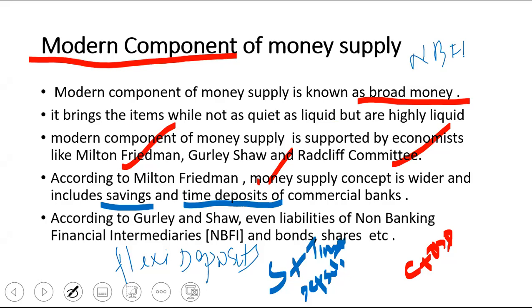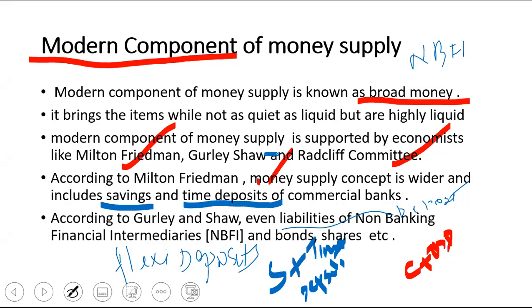So he says that you include saving bank deposits plus the liabilities of non-banking financial intermediaries. What is the liability of NBFI, children? The liability of NBFI is the deposit that you and I put. Deposit is always considered as a liability for a bank. Please remember that; generally children make mistakes. Why is deposit considered a liability? Whenever the depositor comes, the bank has to return the money. When the depositor comes, the bank cannot say no, because it is his money.